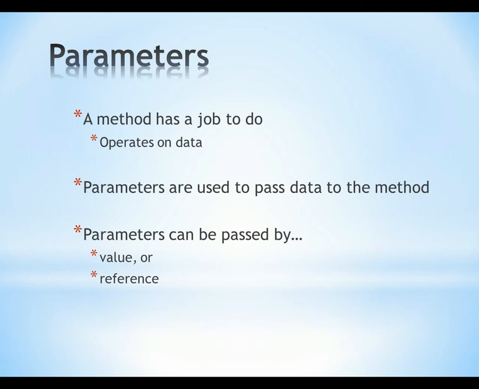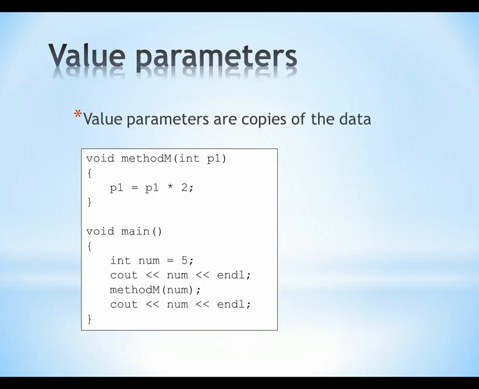to the method. Parameters can be passed in C++ either by value or by reference. A value parameter is simply a copy of the data that has been passed to it. So in this example, where we have the main method and method m has got a single parameter called p1. Let's see what happens as this code executes.